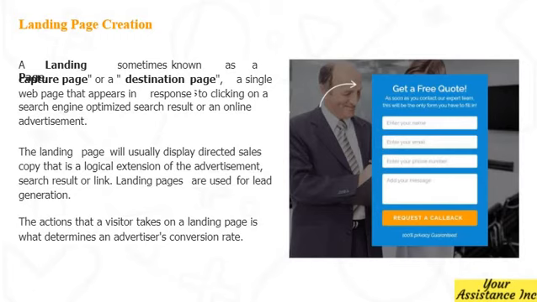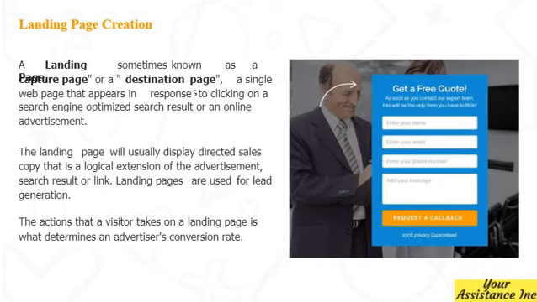So if you run an ad on social media or on Google, when you tell people to learn more, you'll probably direct them to a landing page where it tells us more of what that offer is, more of what your ad is all about. The landing page will usually display directed sales copy that is a logical extension of the advertisements.